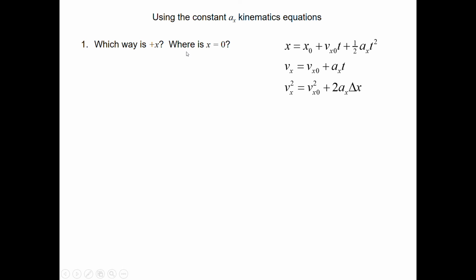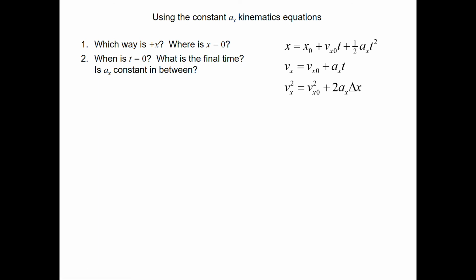Your problem is going to be defined in terms of some physical situation, and there are no real axes sitting around in the world. So we need to define, in terms of the problem, which way we're going to treat as plus x, and where is the origin? Where am I going to call x equals 0, and which way is the positive x direction? Because otherwise we don't even know what the x-axis means to apply these.